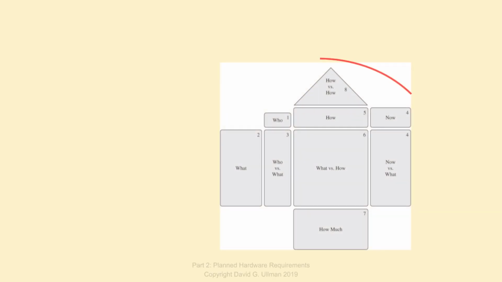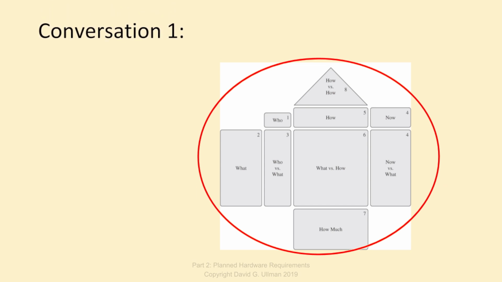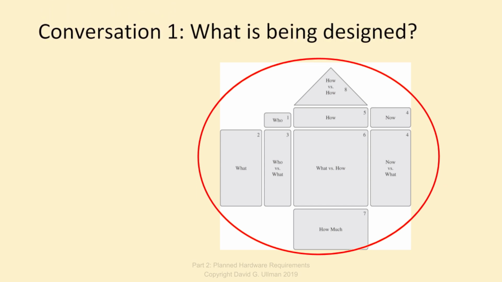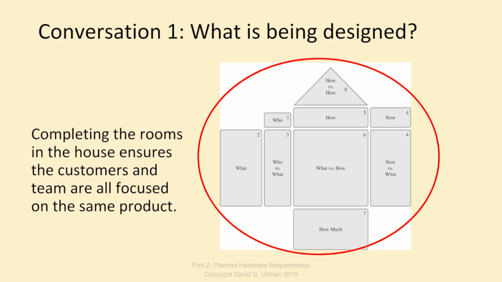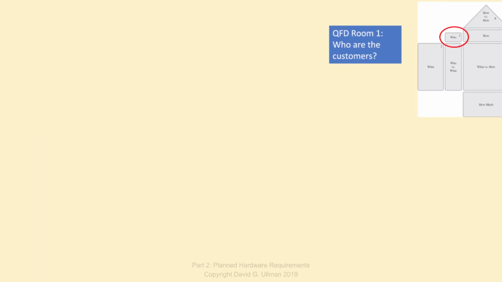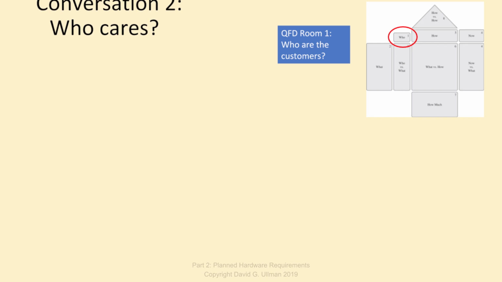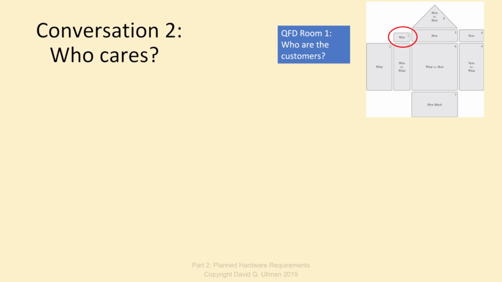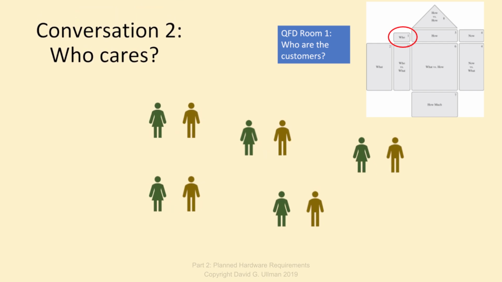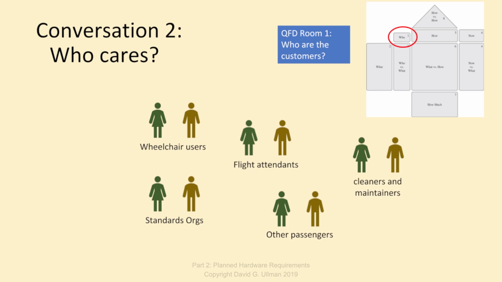While the QFD does not explicitly support the first conversation aimed at answering what is being designed, each of the rooms ensures that the team and the customers are all focused on the same product, system, or module. Room 1 of the QFD supports a second key conversation and is focused on identifying the customers for the product. For hardware products, there may be many different customers, where a customer is everybody that comes into contact with the product during its lifetime, plus all adjacent systems and modules.